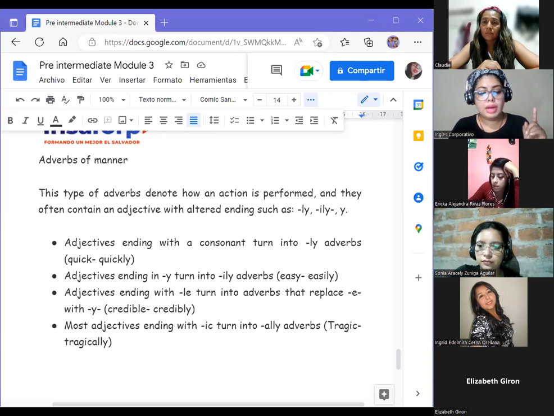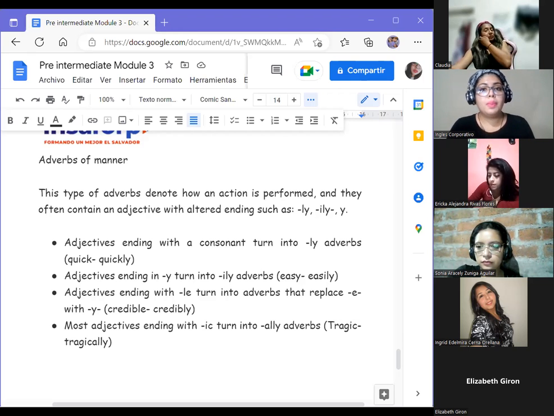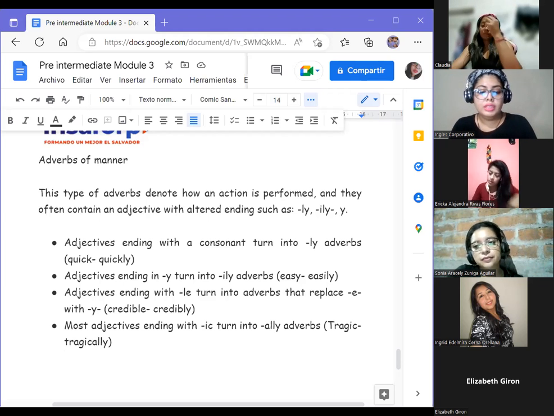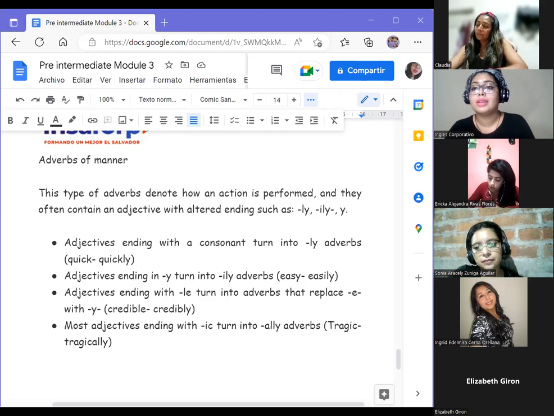And it says some adjectives do not change their spelling as adverbs. Ya teníamos también algunos que no cambian el spelling, no se les cambia la forma en la que se escriben, sino que más que todo es el contexto en el que usamos la palabra.